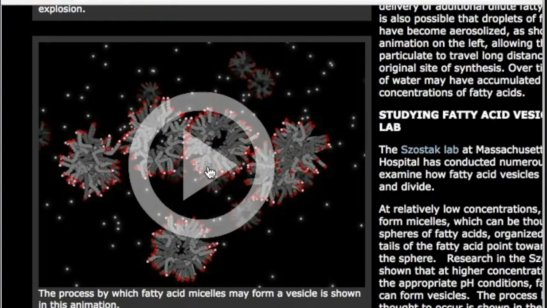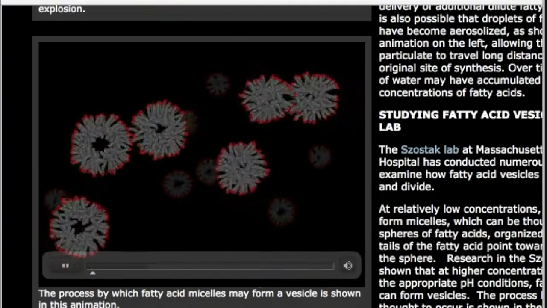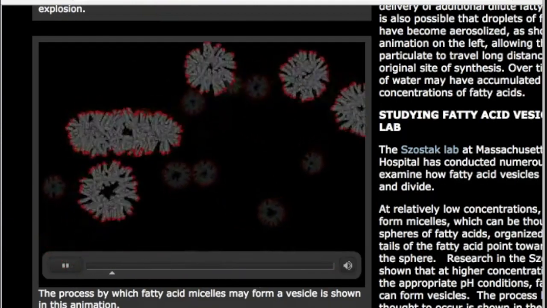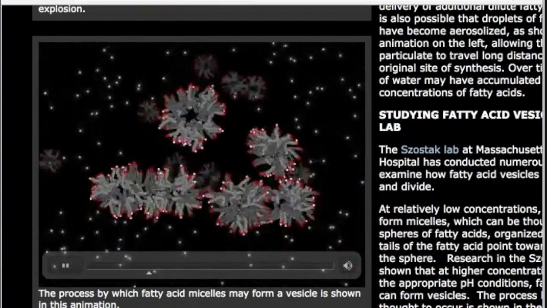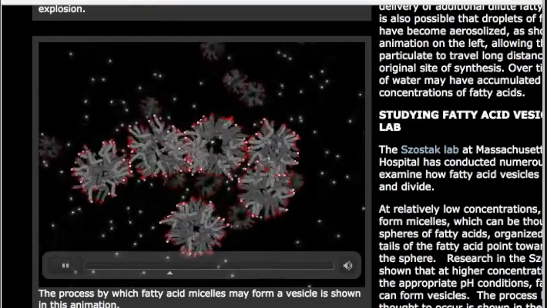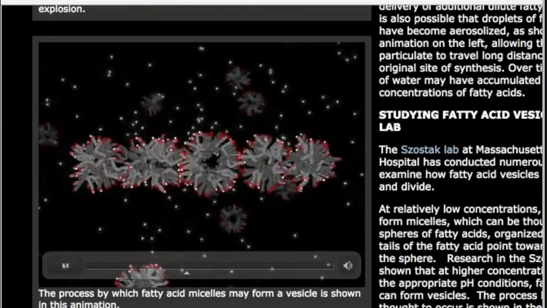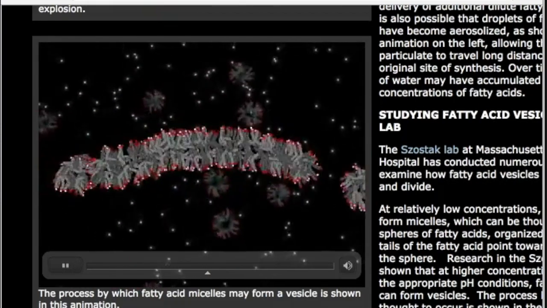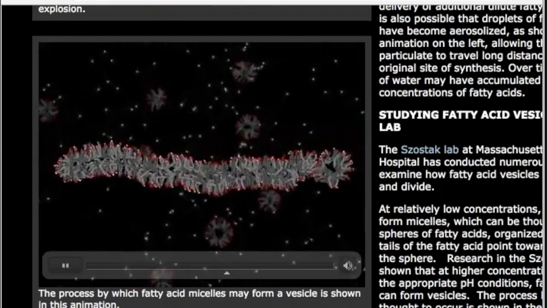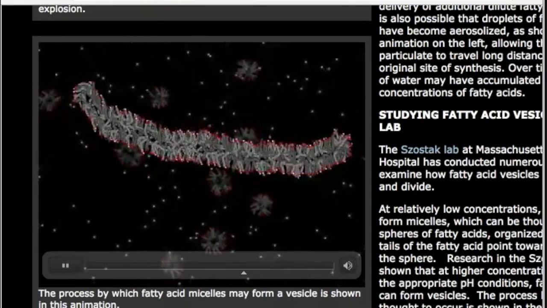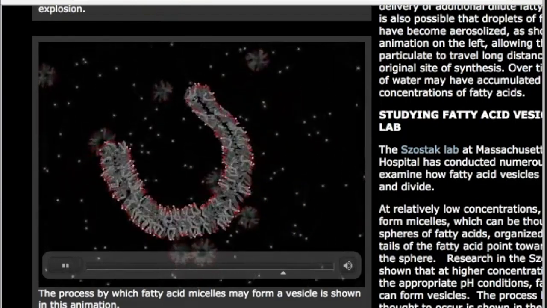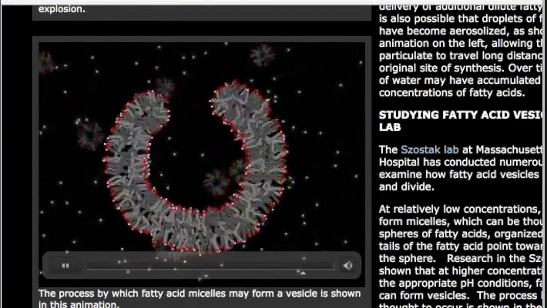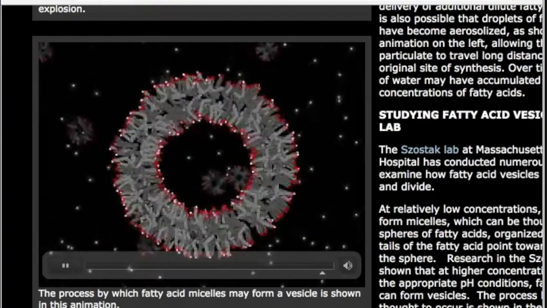This is how fatty acids can start to form a vesicle. Under the proper conditions of concentration and pH, fatty acid micelles may join together to form a vesicle. Individual micelles first join to create a large, sheet-like bilayer. Random fluctuations of the fatty acid bilayer lead to the formation of a cup-like shape. When in close proximity, the ends of the sheet can seal together, forming a spherical vesicle.